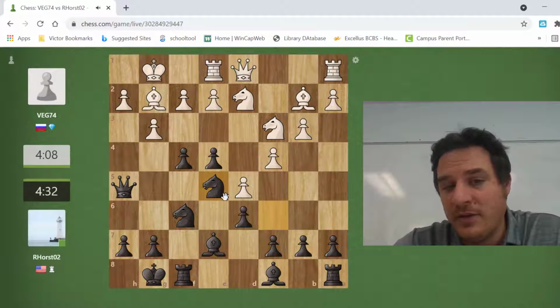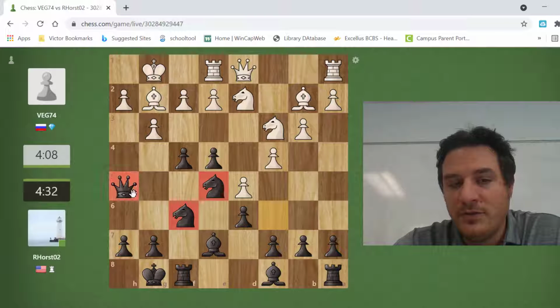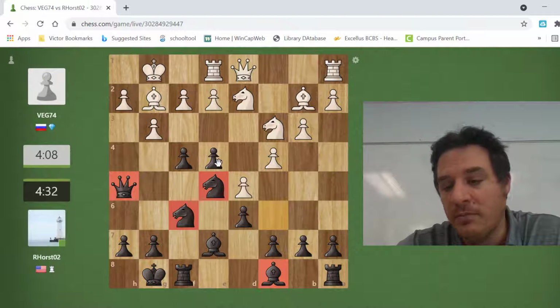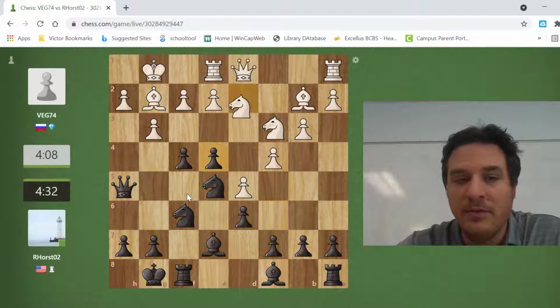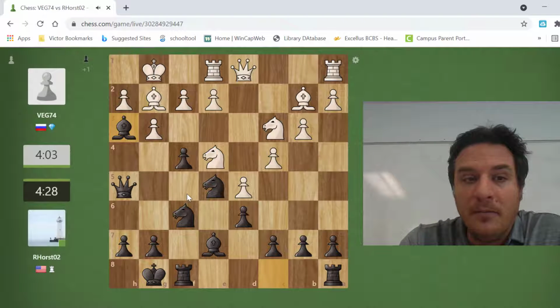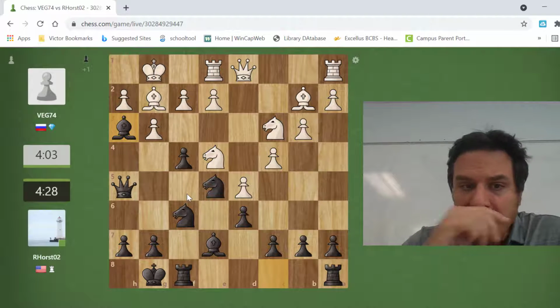But on the downside, look what he just did. Now I have 1, 2, 3, 4, jumping over here. I think that was kind of a positional mistake for him, but we'll see how the game goes. So he took the pawn, and I don't care. I'm still going after it.